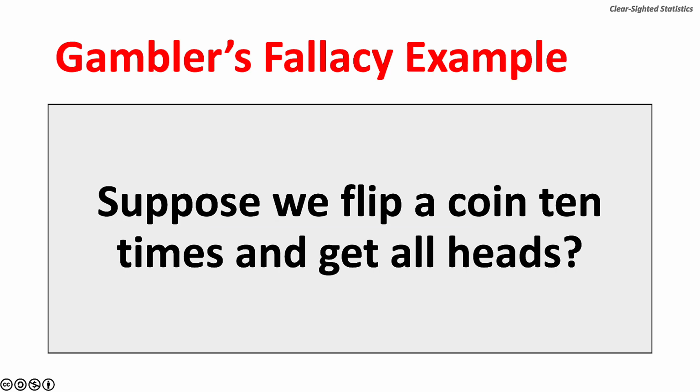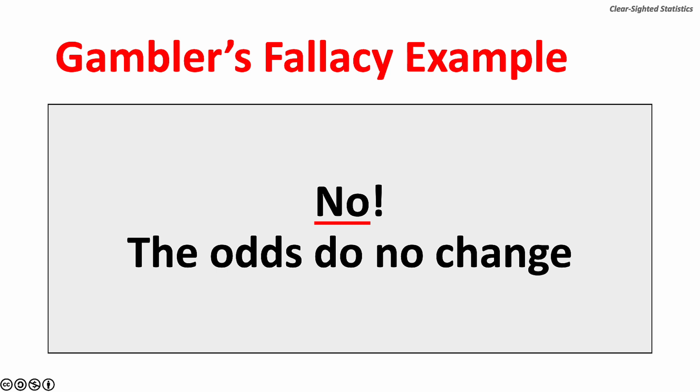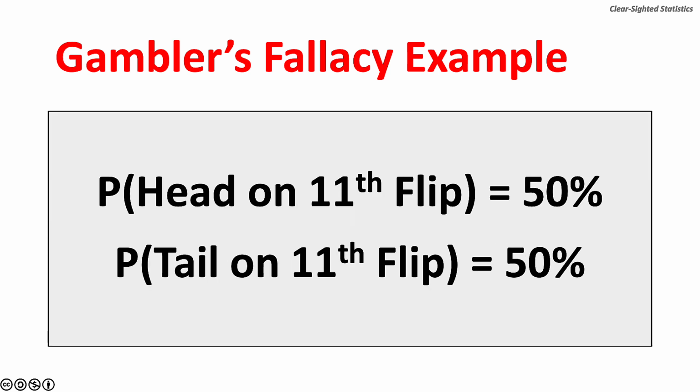Here is an example of the gambler's fallacy. Suppose we flip a fair coin 10 times and get all heads. Yes, this would be a very rare event, 50% to the 10th power. On the 11th flip, have the odds of a tail increased? No, the odds do not change. The probability of heads on the 11th flip remains 50%, as does the probability of a tail.